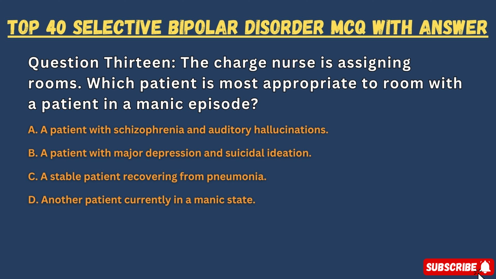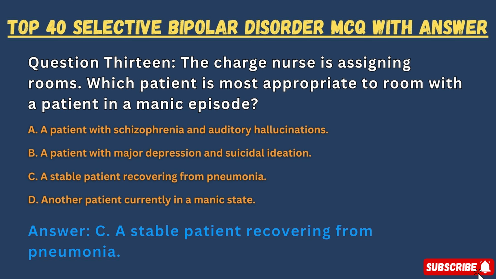Question 13. The charge nurse is assigning rooms. Which patient is most appropriate to room with a patient in a manic episode? A. A patient with schizophrenia and auditory hallucinations. B. A patient with major depression and suicidal ideation. C. A stable patient recovering from pneumonia. D. Another patient currently in a manic state.